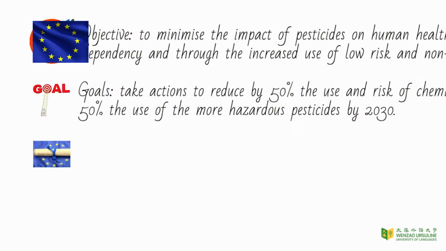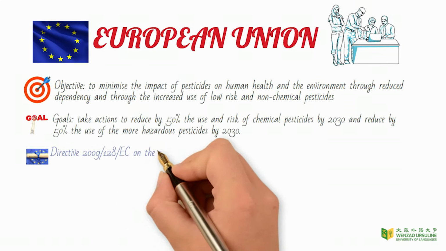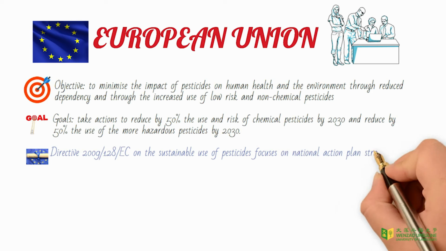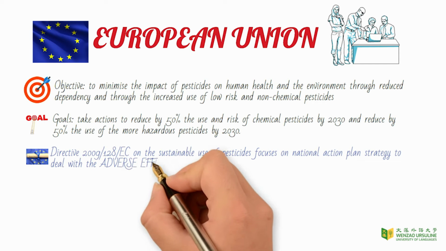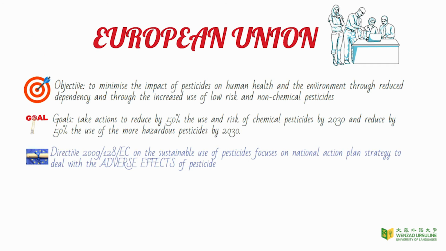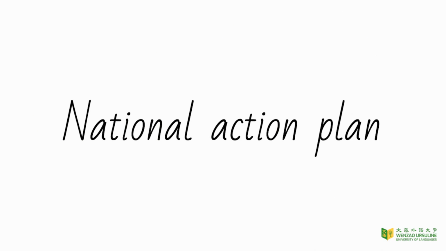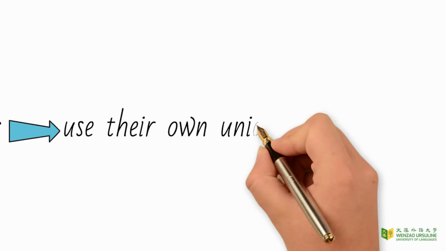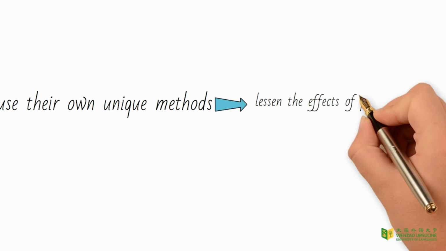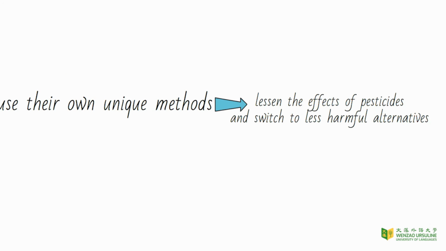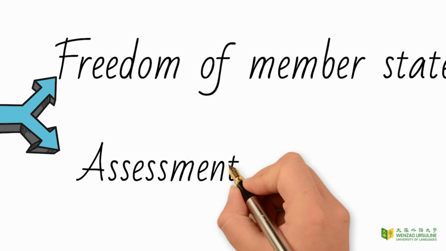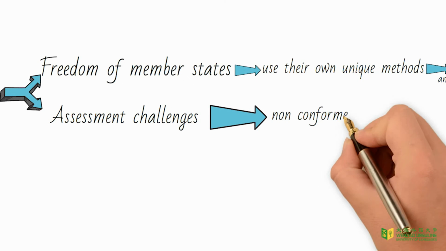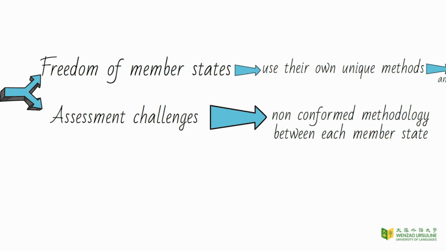The EU has created a directive on the sustainable use of pesticides that focuses on its member states creating national action plans to deal with the adverse effects of pesticides and their general use. The national action plans gives each member state the freedom and creativity to use their own unique methods in order to lessen the effects of pesticides and switch to less harmful alternatives. However, this can also produce challenges in assessment by the EU as a result of a non-conform methodology between each member state.